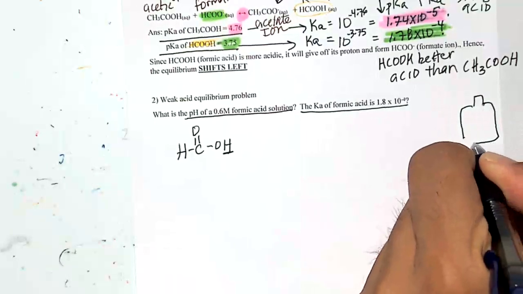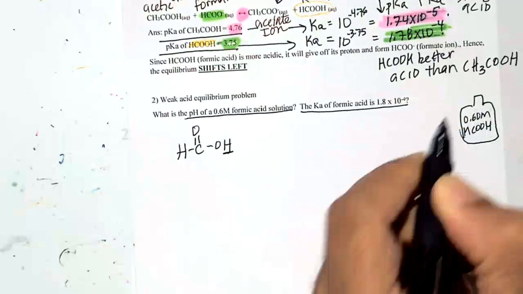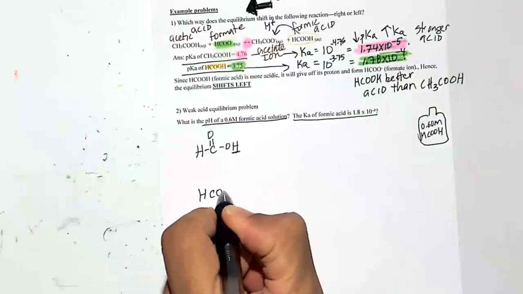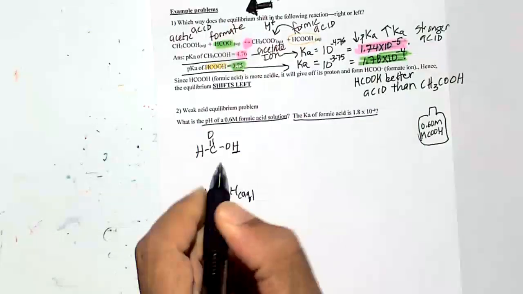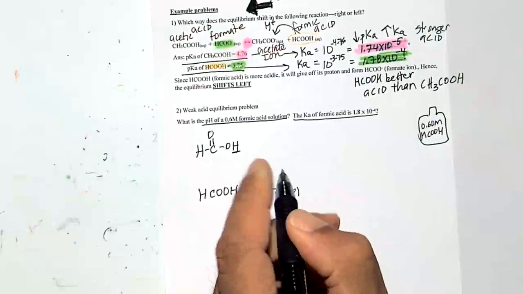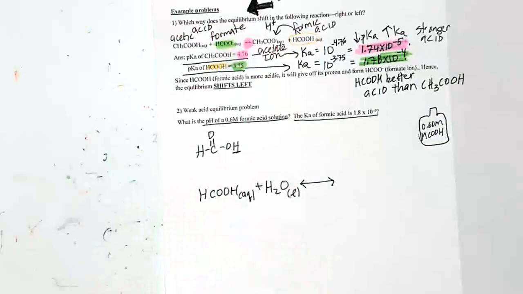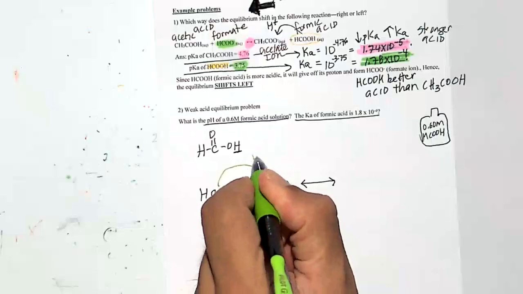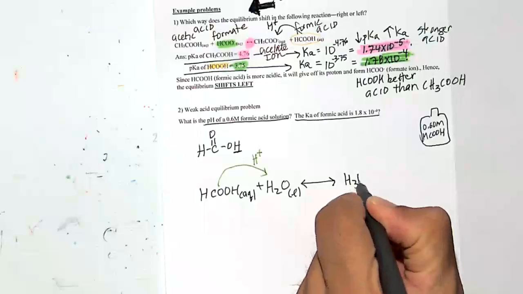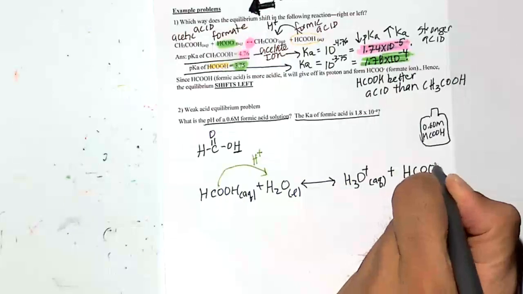So again, just like our last example with the weak base, I have 0.60 molar formic acid. Some of it will react with the water. So this is the equation for that. I'll give you the formula, but you need to write this equation. That's your responsibility, because I want you to know how this contributes to pH. It does so through this equation. Formic acid, the acid, gives away the proton, and then you have H3O plus, plus the conjugate, which is formate.